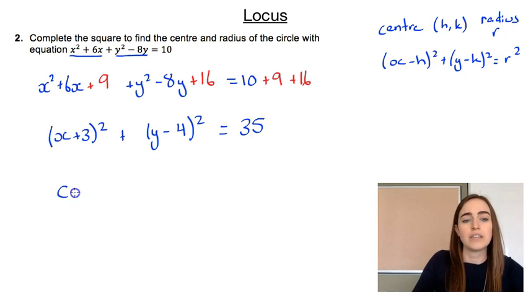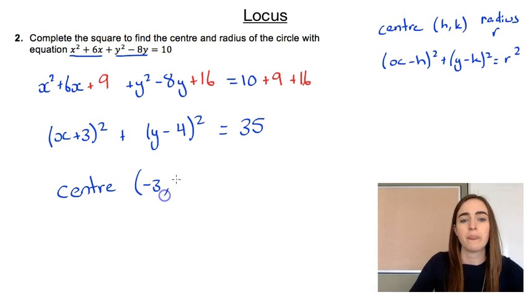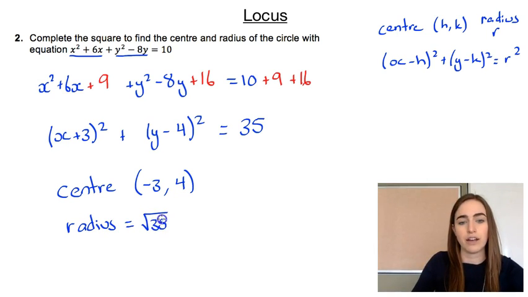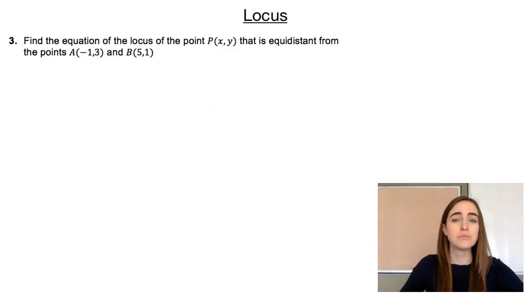and we can say that the centre is going to be -3, because it was minus h but ours is positive, so it's going to be (-3, 4). So centre at (-3, 4), and the radius is going to be equal to the square root of 35. Our last example asks us to find the equation of the locus of the point P, which has coordinates (x, y), that's equidistant from the points A and B.